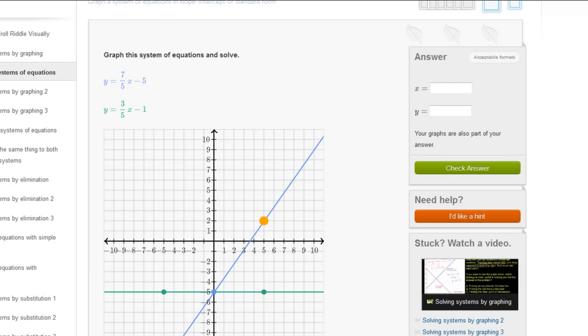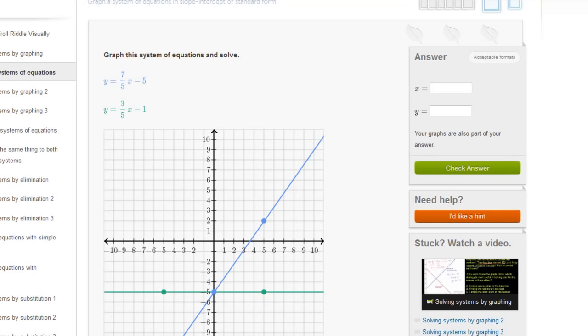Another way you could have done it is you could have just tested out some values. You could have said, oh, when x is equal to 0, y is equal to -5. When x is equal to 5, 7/5 times 5 is 7, minus 5 is 2. So I think we've properly graphed this top one. Let's try this bottom one right over here.